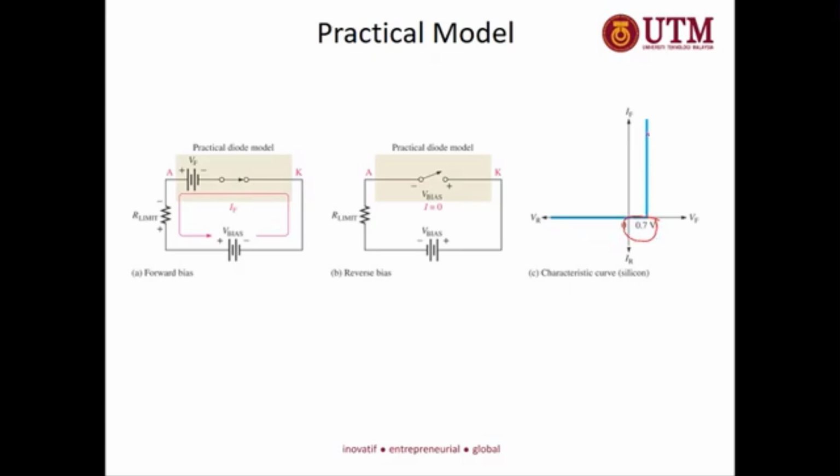So the sudden increase should occur at a voltage equal to 0.7 volt in the case of silicon. So this is for the silicon. For germanium, this is 0.3 volt.